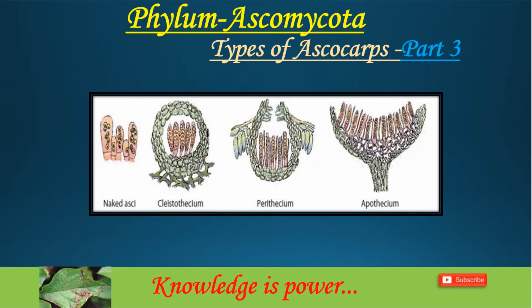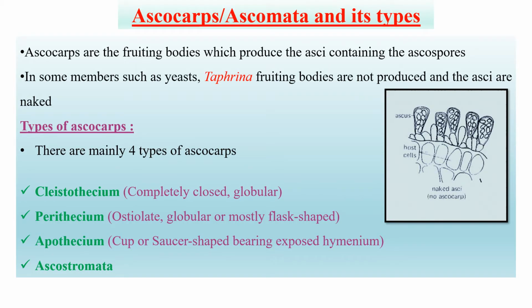So let us see what ascocarps are. The name itself indicates that ascocarps are the fruiting bodies which produce the asci containing the ascospores. It means ascocarp is the fruiting body which contains asci.